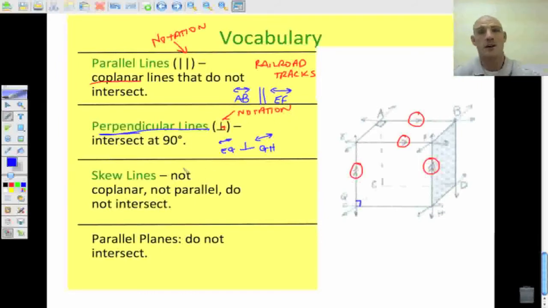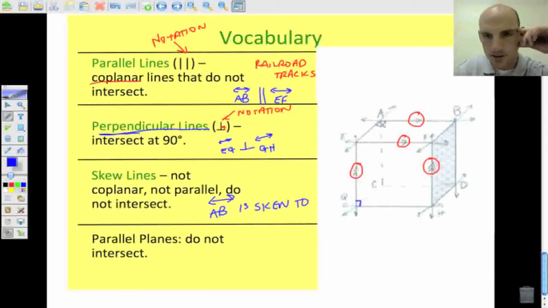Skew lines are not coplanar. They do not intersect. So two things that are completely unrelated. So they're not coplanar, they're not parallel, and they do not intersect. So if I pick one, we'll just say AB is skew to, and now we've got to pick another line. Well, let's look to see what's not parallel. So if we've got AB here, okay, it's up here. Something that's not parallel does not intersect. Oh, what about line DH? Okay, so line DH down here is skew to AB because they're not on the same plane.